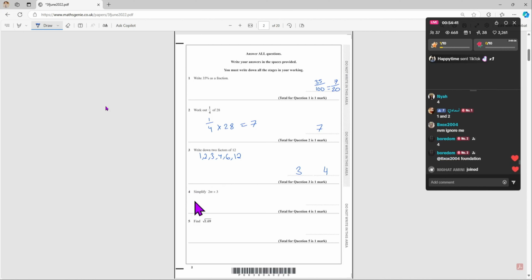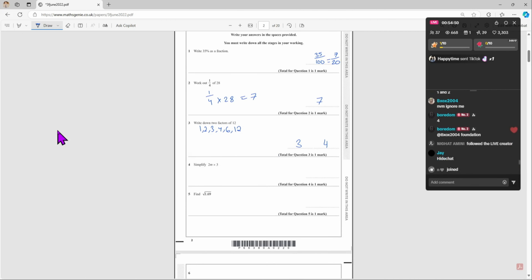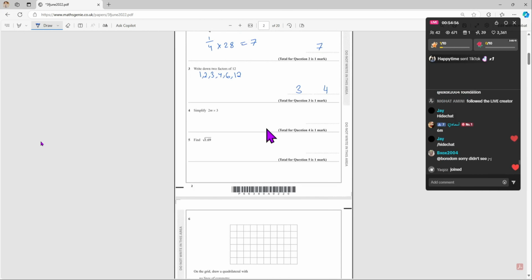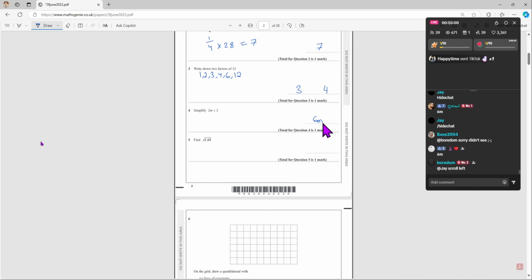Cool. Question number 4. You need to simplify 2m times 3. Simplify 2m times 3. That is going to be 6m.